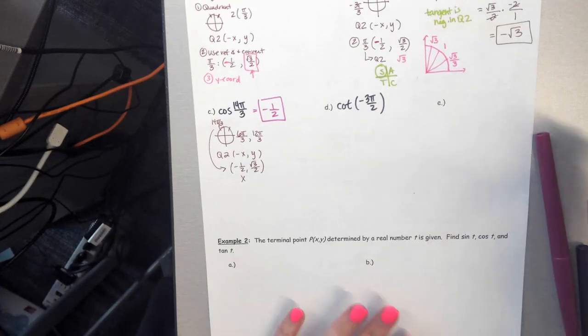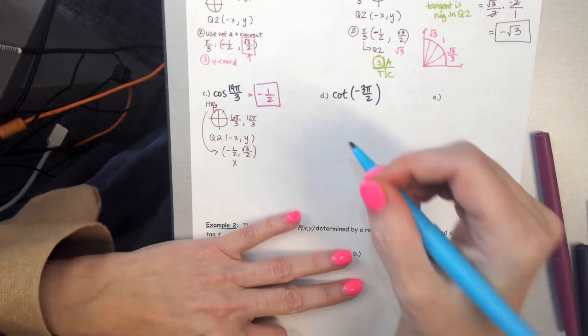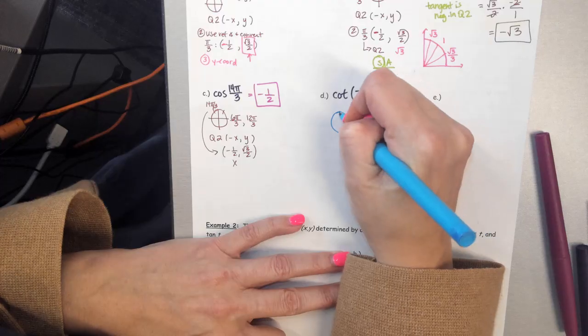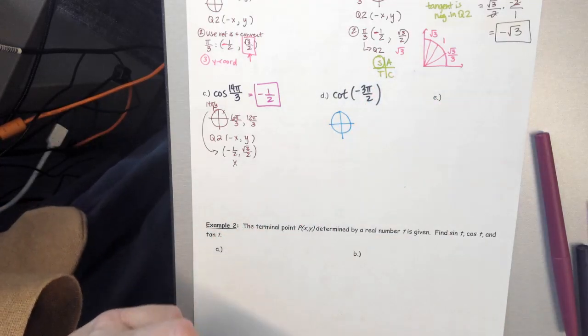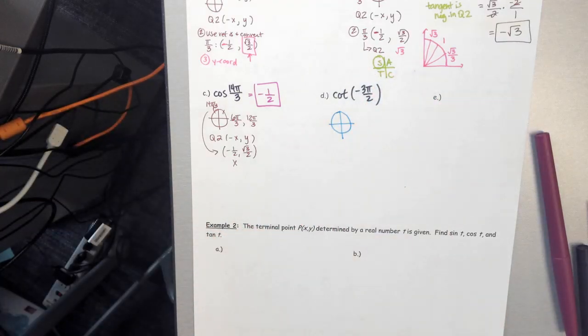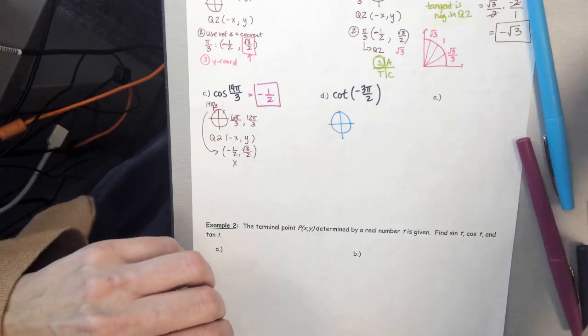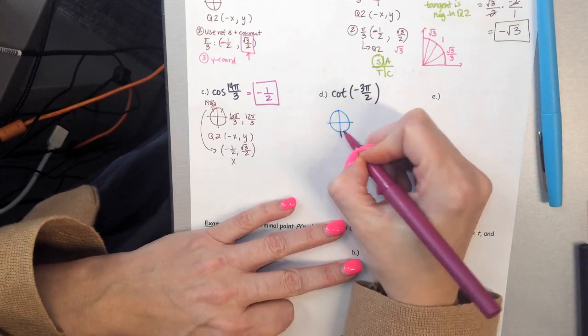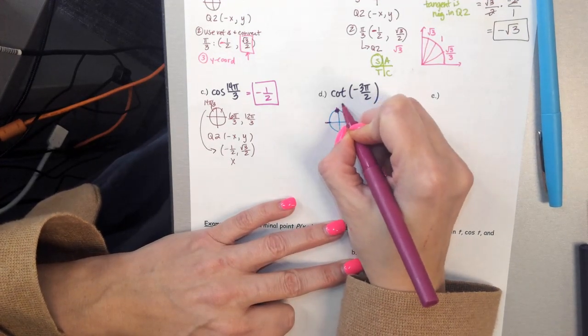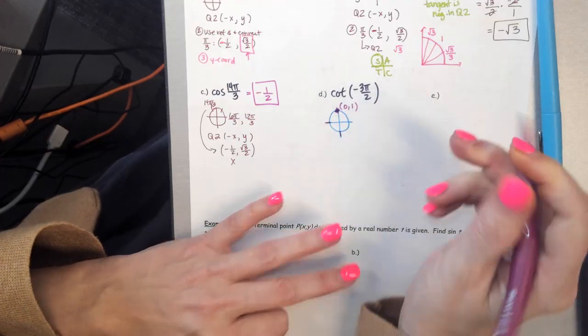All right, now for the cotangent, it's negative 3 pi over 2. That's at the same place as what other radian value? It's negative 3 pi over 2. Same place as what? At pi over 2. Okay, because it's negative 1, negative 2, negative 3. This point is 0, 1.